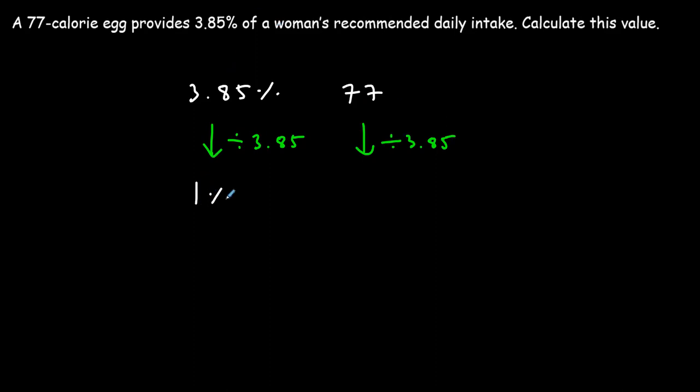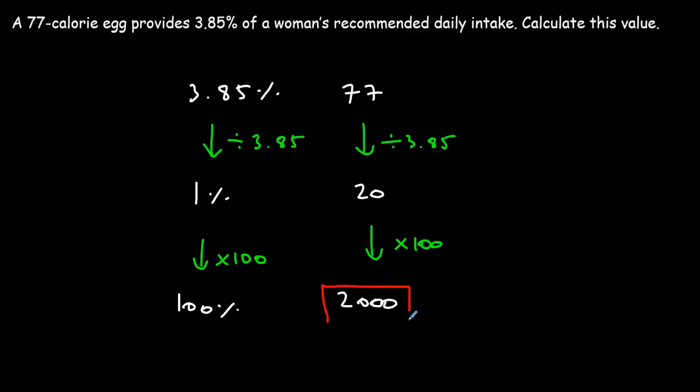So 1% would be 20 calories. And then we multiply by 100 to get 100%. So 100% is 2,000 calories. So in other words, a woman's recommended daily intake is 2,000 calories.